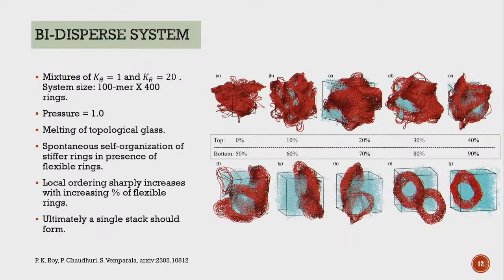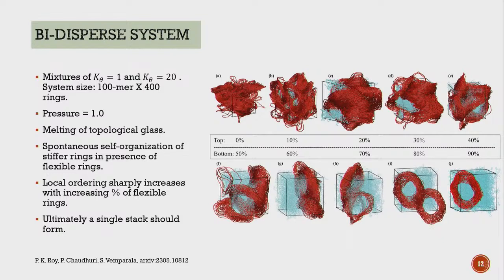So now we come to the bidisperse system. What happens if we take some of the rings inside this melt and make them flexible? This was a much bigger system, with 400 rings. We slowly made some of the rings inside this melt flexible with k equal to 1, and we saw very interesting structural features emerge. Essentially, the system becomes more fluidlike. The topological glass that is formed in the pure state starts to melt.